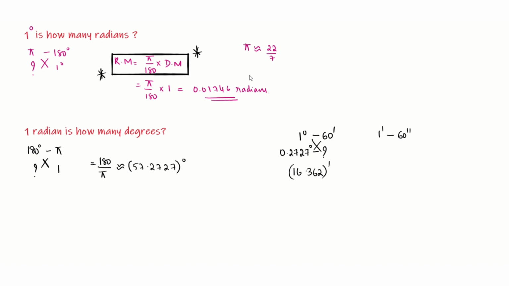Again, 0.362 minutes can be converted into seconds as follows. 1 minute is 60 seconds. 0.362 minutes is how many seconds? To do that, we can multiply 0.362 into 60. We will get 21.72 seconds. So, the answer here, 1 radian, will approximately be equal to 57 degrees, 16 minutes from here and 21 seconds. The 0.72 value after the decimal point here can be ignored. So we have 1 radian is equal to 57 degrees, 16 minutes, 21 seconds.